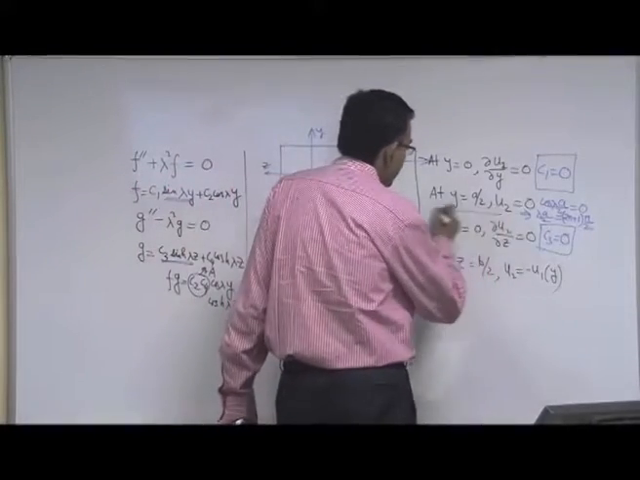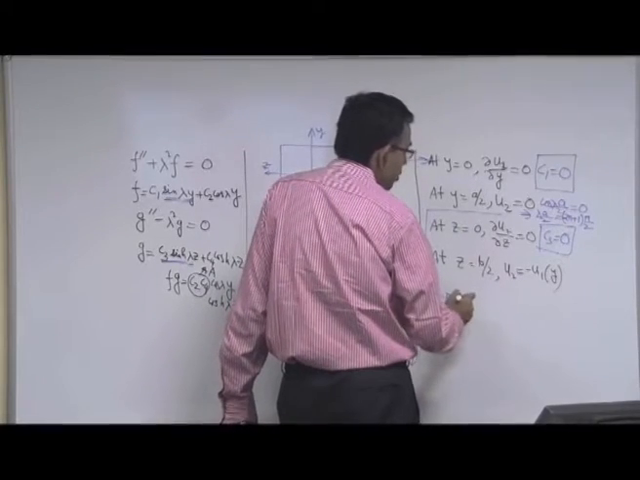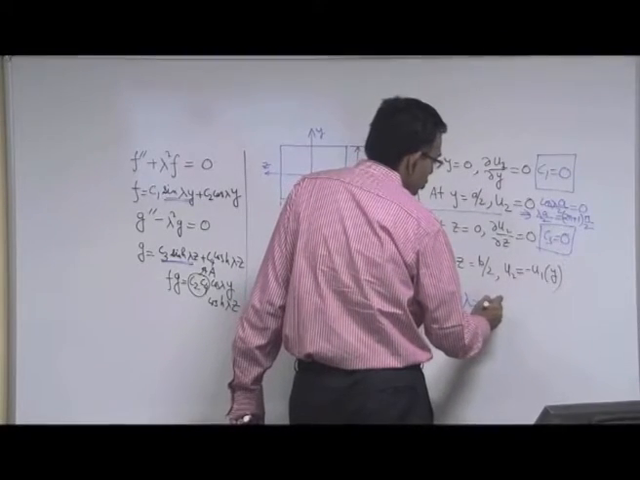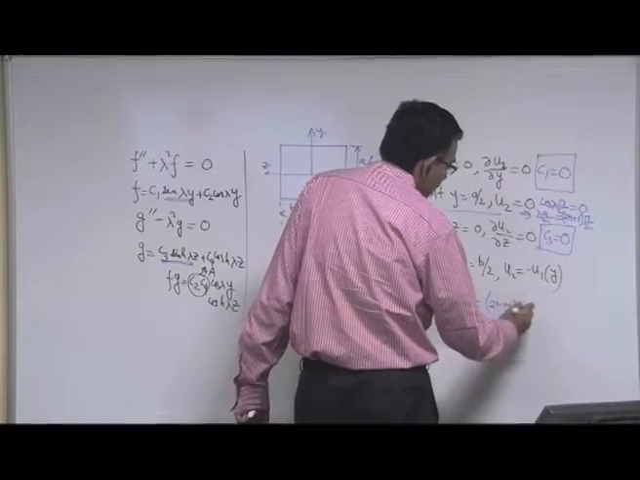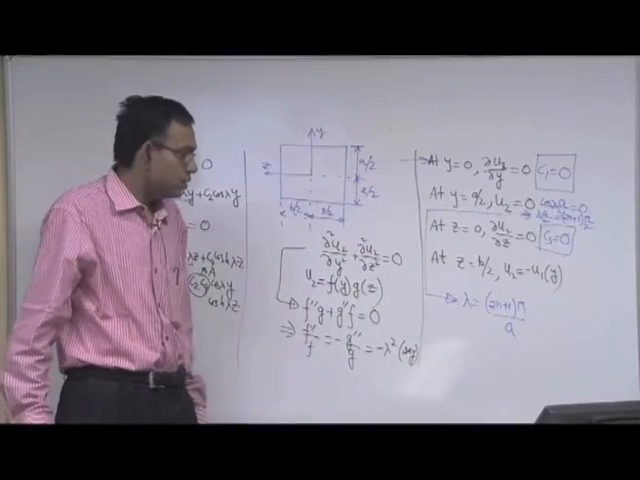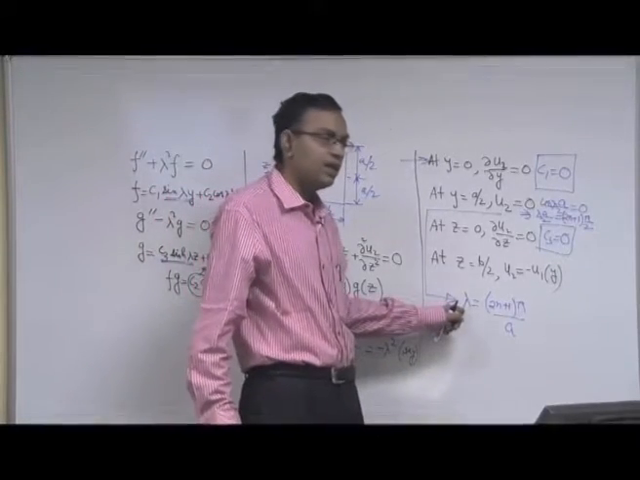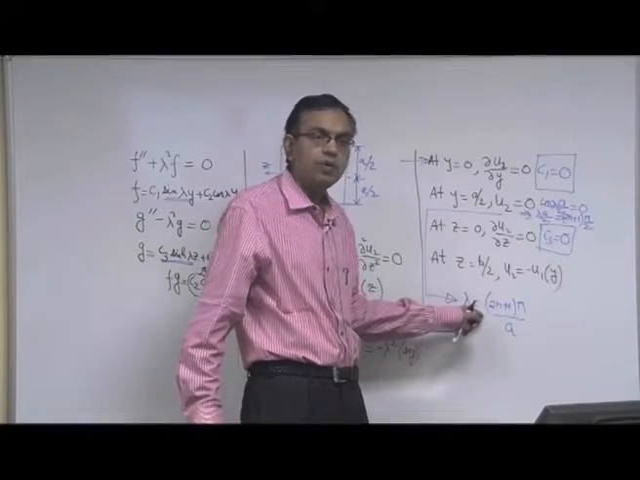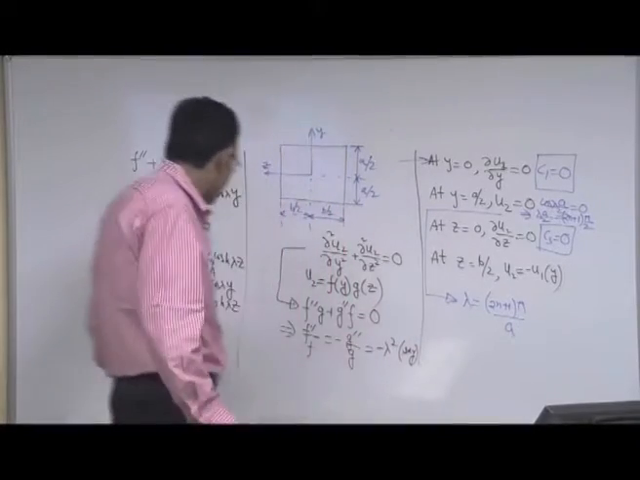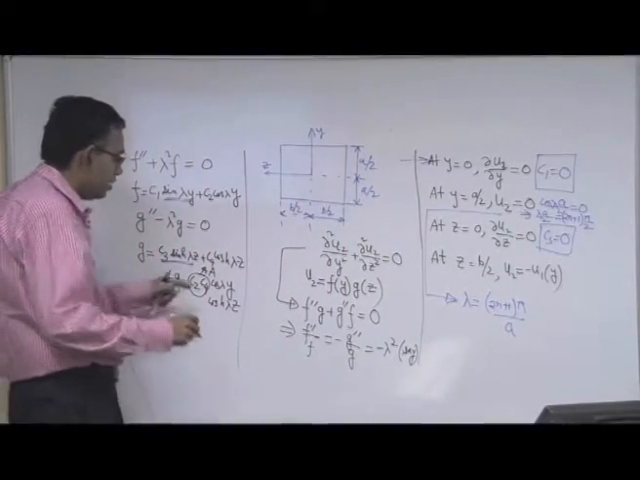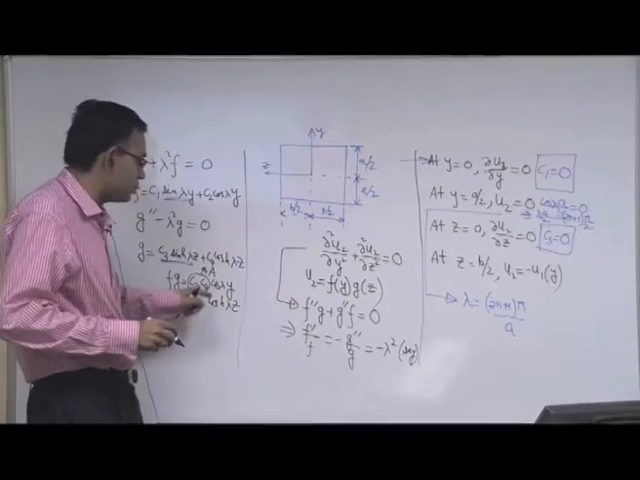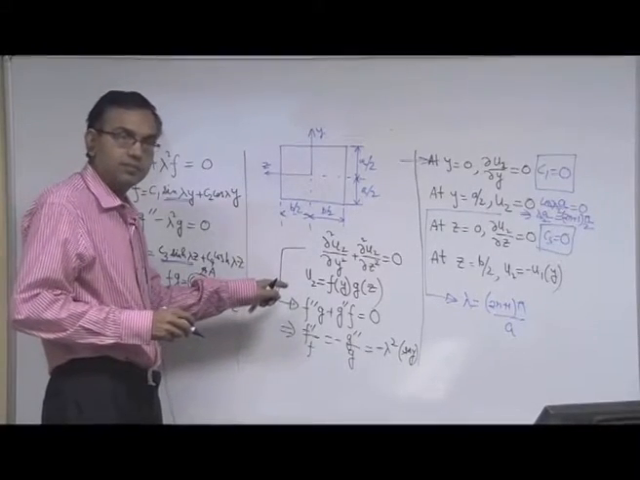So let us write it in a bit of a more elaborate way here. So you will get lambda is equal to (2n plus 1) into pi by a, right. So how many possible values of n, lambda are there? If you have infinite number of possible values of n, then for each value of n there will be a value of lambda, and because it is a linear differential equation, for each value of lambda, if this is the solution, then the general solution is the summation of the solution for all possible values of lambda, right.